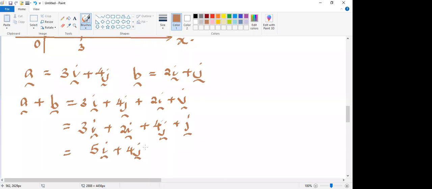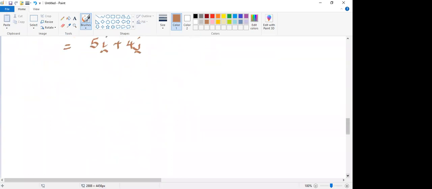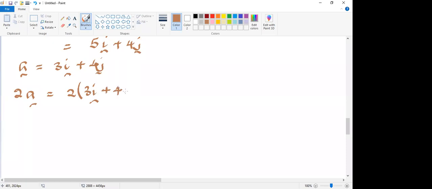Can you multiply this by a scalar? I want us to multiply this by a scalar. We still have our A as 3i plus 4j. Please multiply it by a scalar. What is 2A? It is 2 into 3i plus 4j, because that is our A.